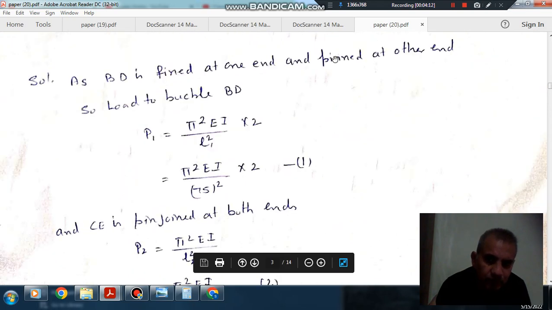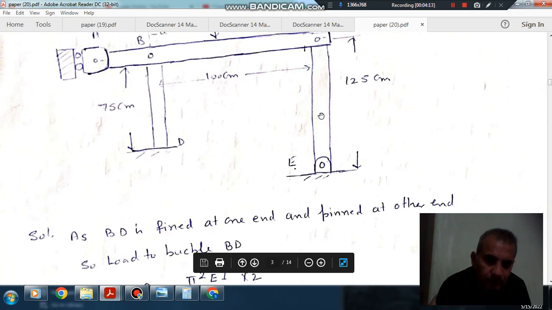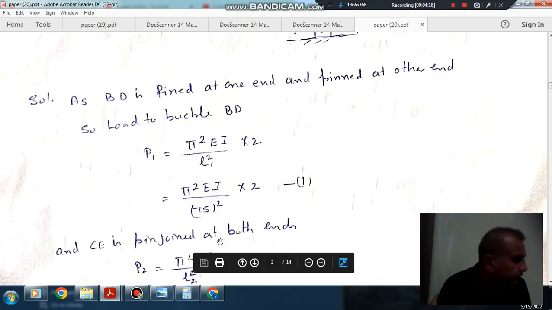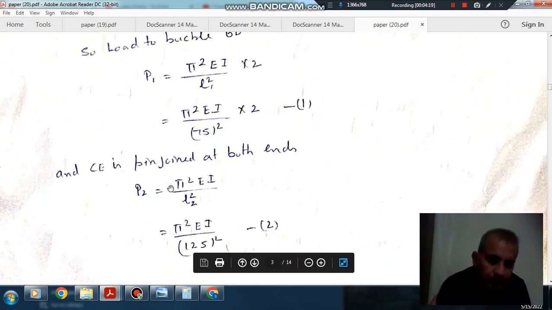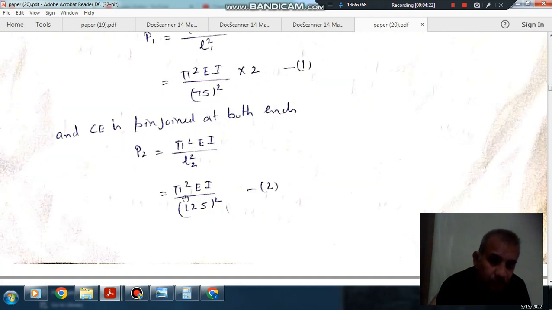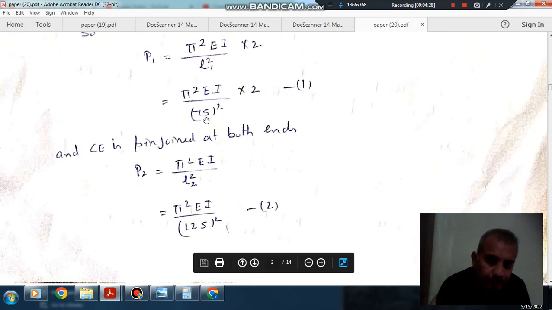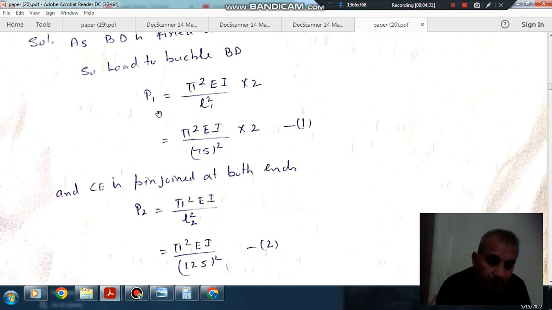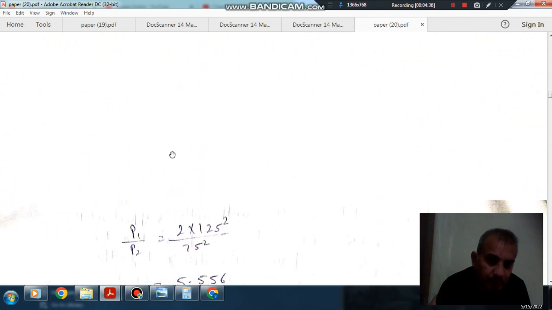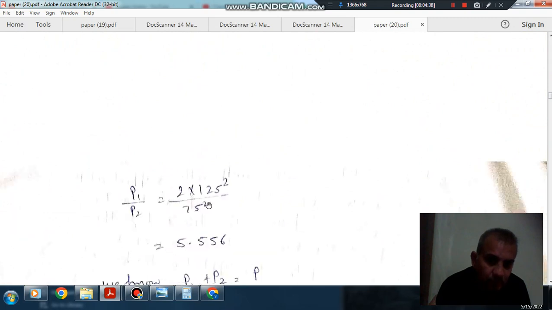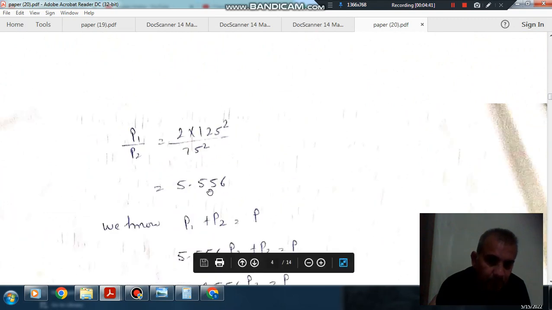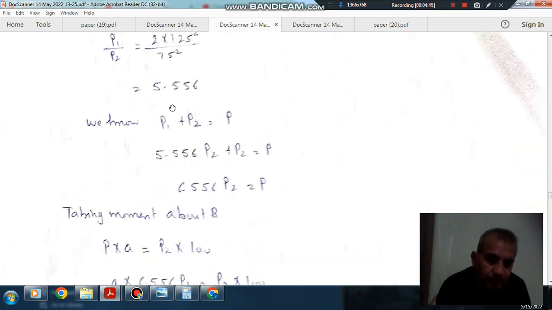Okay. So in case of this column, the CE is pin jointed at both ends. So for pin joint, the formula is pi square EI by L2 square. So this will be pi square EI by 125 square. So the ratio of these two loads, that is carried by fixed and pinned end and at both end pins, P1 by P2 is 2 into 125 square divided by 75 square, that is 5.556. Okay. So the ratio of two loads is 5.56.